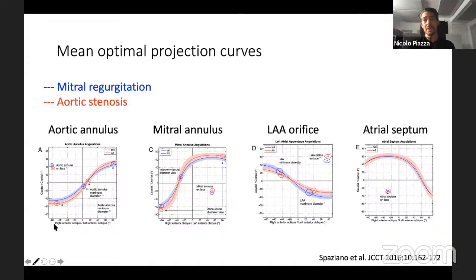And take note that these are patients with either mitral regurg in blue or aortic stenosis in red. And we could have easily added patients with normal hearts in green, for instance. And all of these curves would have very similar orientations. Now, we're going to be talking about the mitral annulus. That's the second figure that you see there.